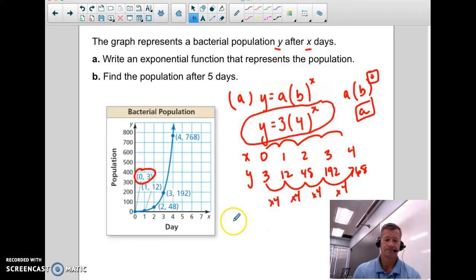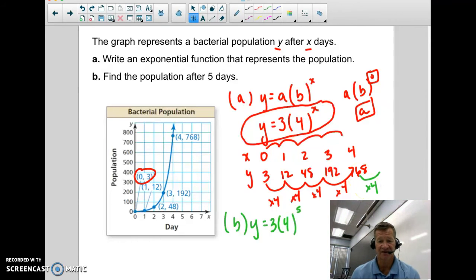B. B says find the population after 5 days. Well, you can see after 4 days it was 768 and it's going up. So what's it going to be after 5 days? Well, now that we have an equation, we can just plug in 5. Or what's the other option? The other option is we know that the y values keep being multiplied by 4. I could just take this last number and multiply it by 4 again. It'll have the same effect.